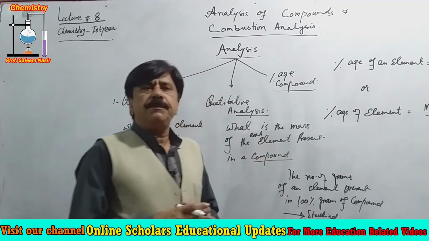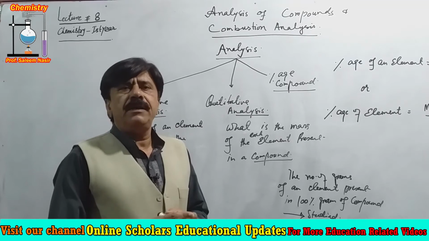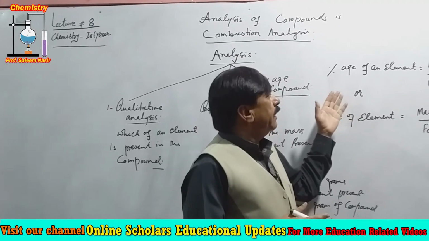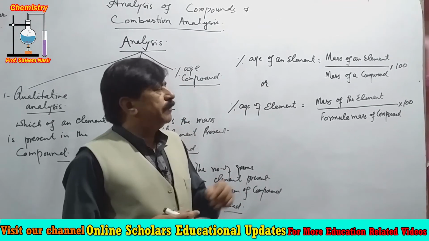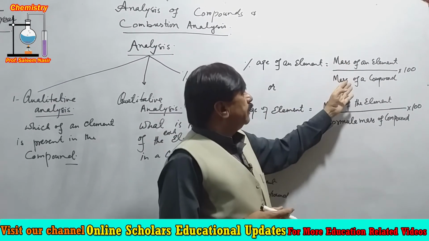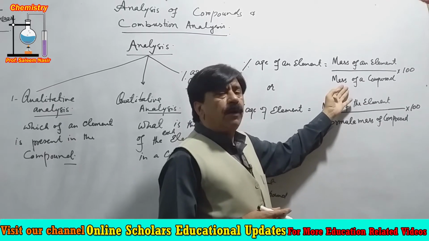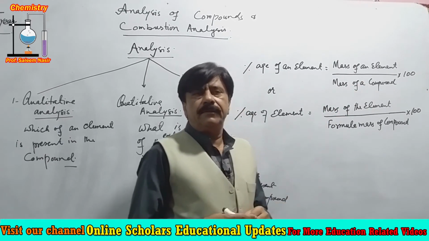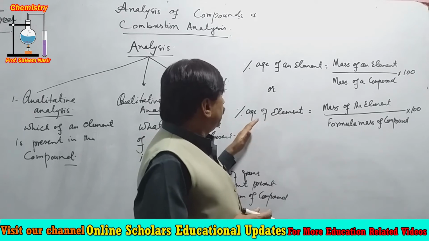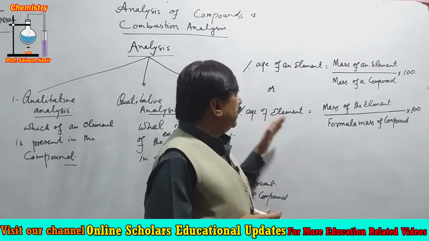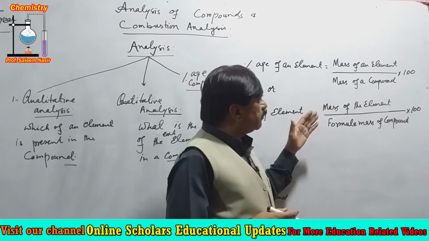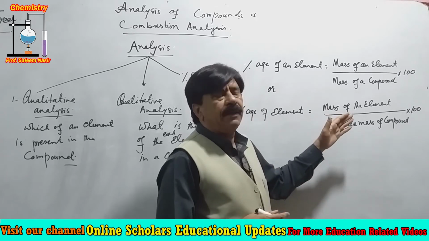For the determination of the percentage of an element, we have the formula that the percentage of an element can be measured by the formula: percentage of an element is equal to the mass of an element divided by the mass of a compound multiplied by 100. That can also be determined by this formula: the percentage of an element is equal to the mass of an element divided by the formula mass of a compound multiplied by 100.